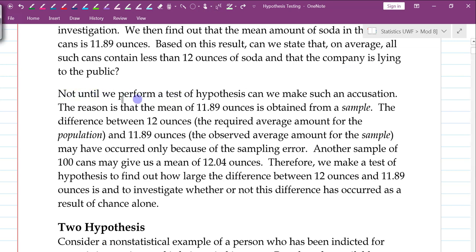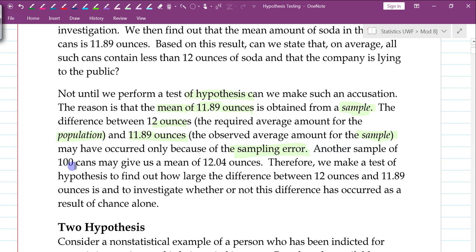Not until we perform a test of hypothesis can we make such an accusation. The reason is that the mean of the 11.89 ounces is obtained from a sample. The difference between 12 ounces, the required amount for the population, the legal amount, and 11.89 ounces, what we observed in the sample that we took, may have occurred only because of sampling error.